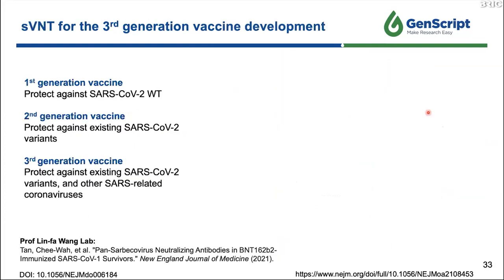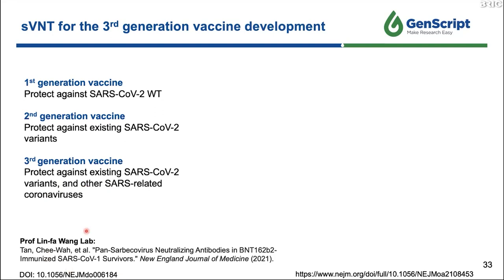So next, I would like to introduce how the SVNT can be used for 3rd generation vaccine development. The 1st generation of the vaccine, which is all the commercially available vaccine right now, protects us against the wild type. And it is of urgent need to develop the 2nd generation of vaccine that can protect us against existing variants. But more importantly, it is also needed to develop the 3rd generation, which can not only protect us against existing variants, but also emergent variants and also other SARS-related coronaviruses.